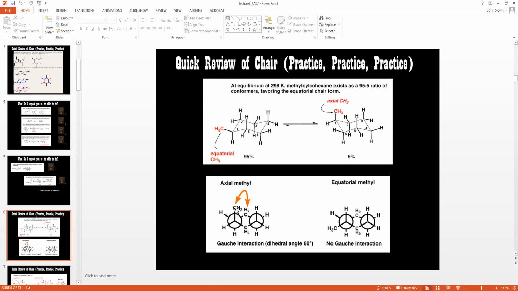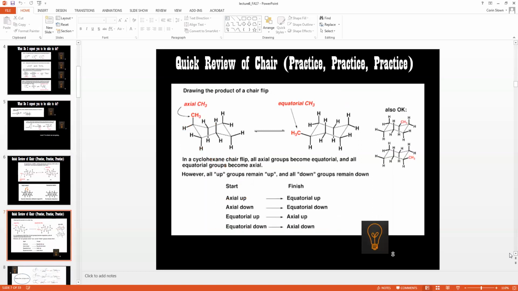So notice, here's my methyl group, here's my hydrogen. This is a gauche interaction. It occurs at a dihedral angle of 60 degrees. When I have my equatorial methyl group, as is drawn here, I have no gauche interaction. So it's less energy to keep that structure.